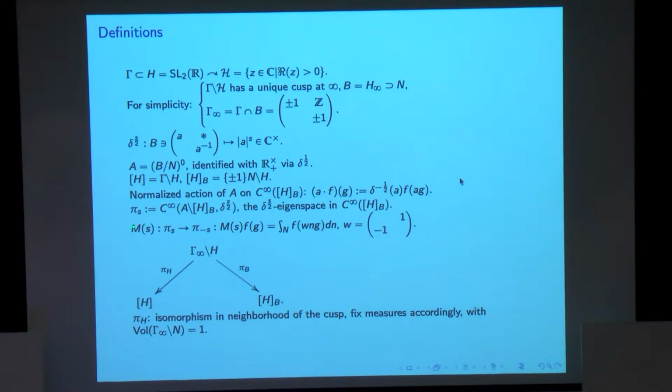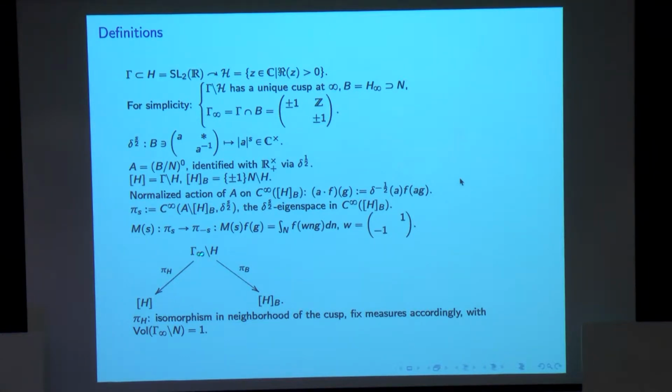And then pi sub S will denote the S eigenspace. S means delta to the S over 2. So it is a principal series representation. M of S will be the standard intertwining operator. So it's defined by this formula. It goes from the principal series with parameter S to the principal series with parameter pi minus S.